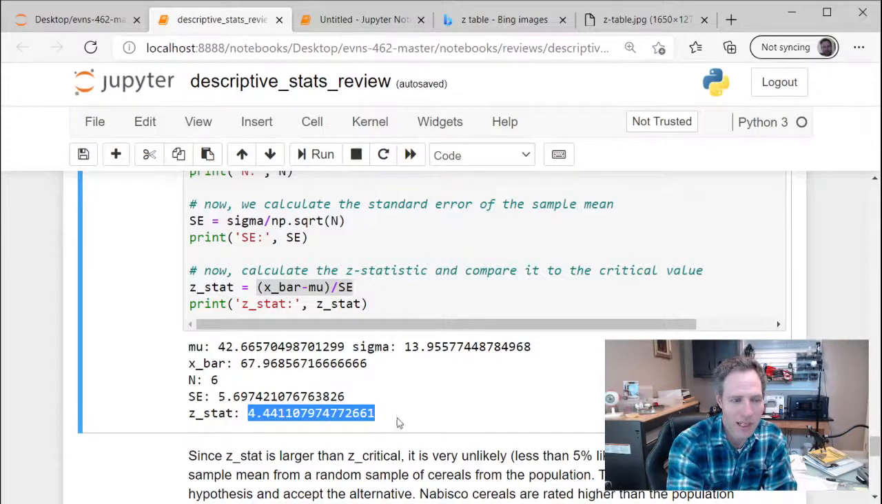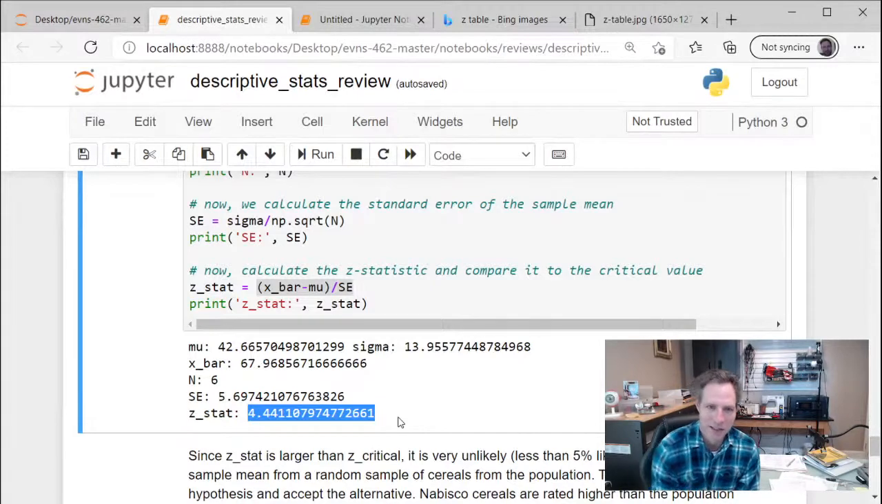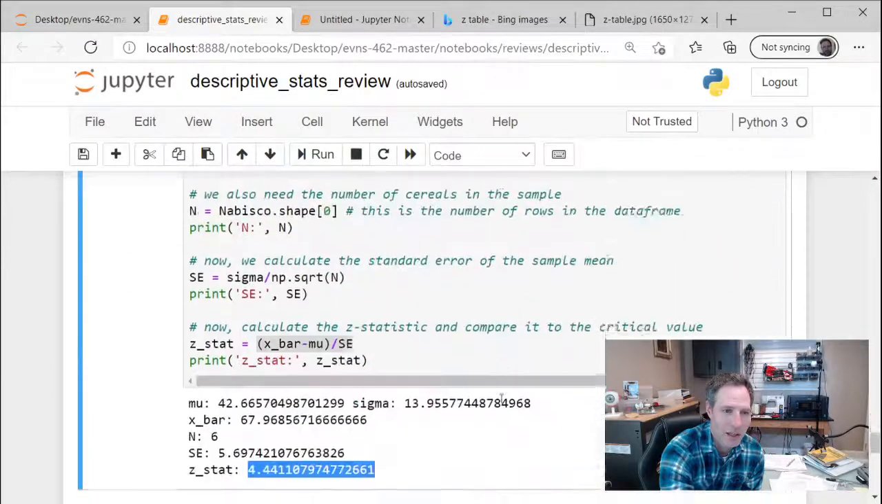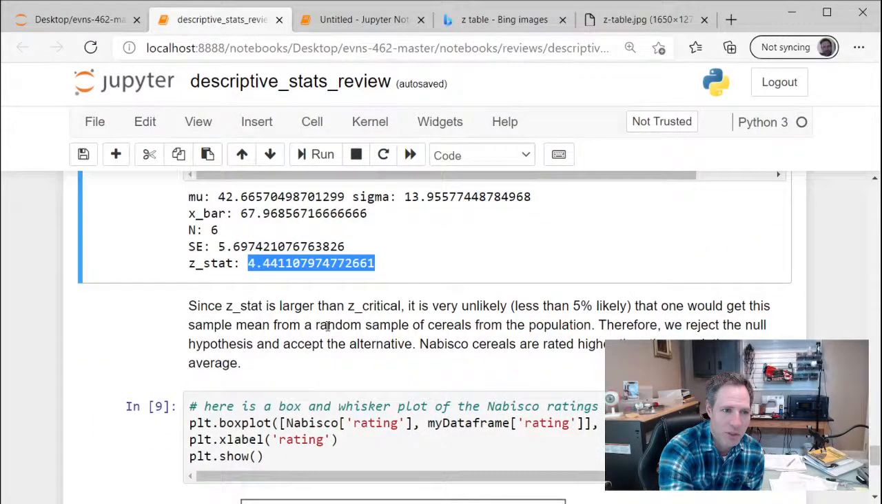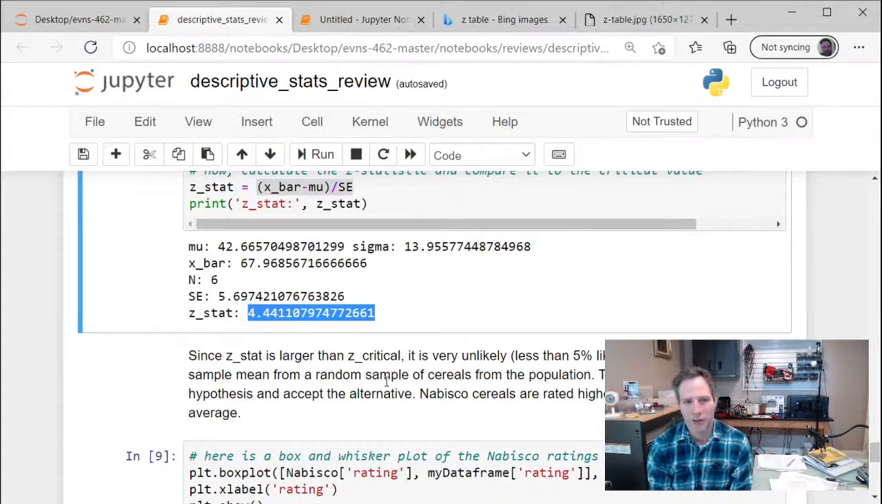Okay. So my z statistic is 4.44. Is that bigger than my critical value? Yes, much bigger. The critical value was plus or minus 1.96 for this test. And our z-stat is much bigger than that. So that means it's very, very unlikely, much, much less than 5% likely, that we would get this sample mean from a random sample of cereals from the population.